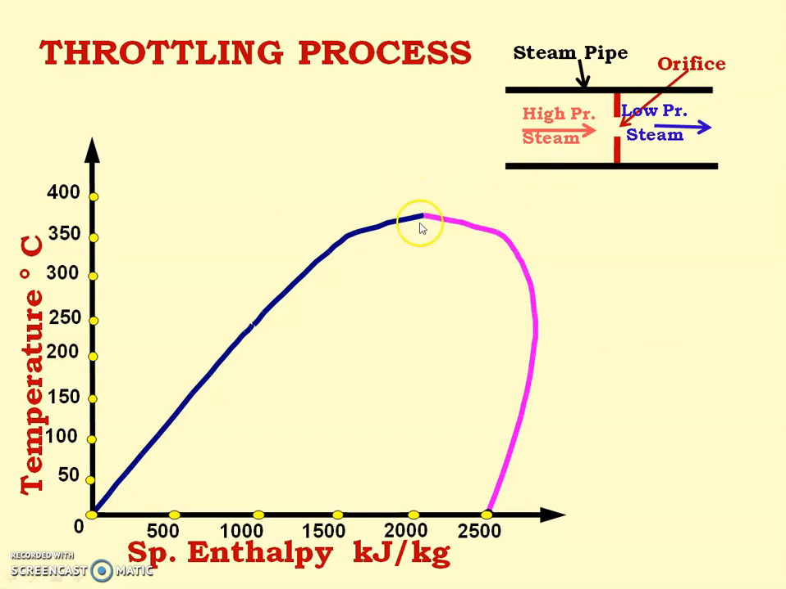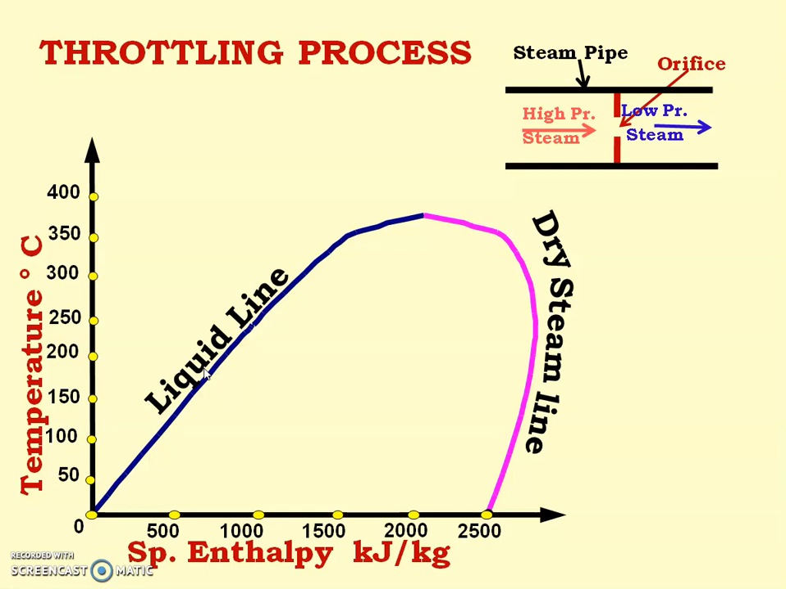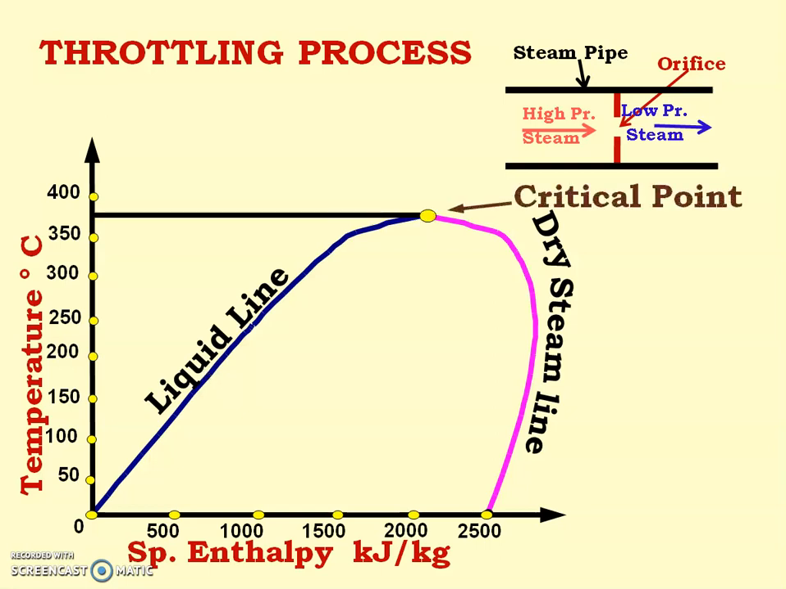And what is this point at the top? Anybody remembers? Yes, it is the critical point. So this is the liquid line, the dry steam line, and this is the critical point. Now consider, when we enter the steam into the throttling process, it is wet. So it is at this place or at this place. Clear?